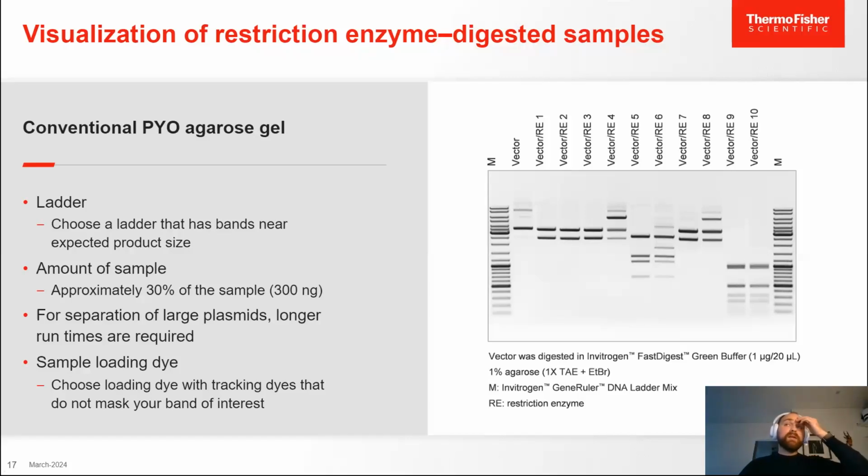So getting back to this restriction digest, generally speaking, for best practices within the context of restriction digestion, you should probably load about 30% of the sample, which is about 300 nanograms. What this means is that many of the restriction digest protocols cap out at around 1 microgram per reaction.